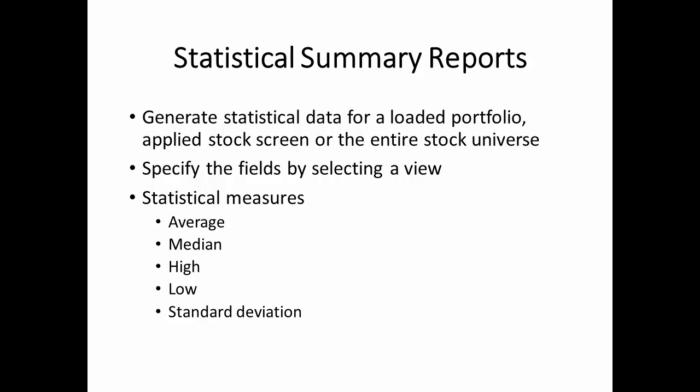Statistical summary reports are similar to view reports in that both are based upon a view containing the data fields you specify. However, while view reports display the selected field values for a collection of companies, statistical summary reports calculate the average, median, high, low, and standard deviation values for the generated fields based on the active set of companies in the stock notebook. The active set of companies may be the entire database of companies, the companies in a loaded portfolio, or the results of an applied stock screen.